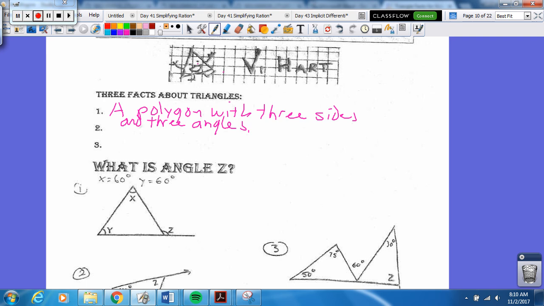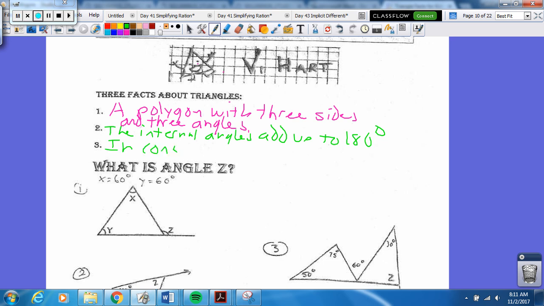What do we know about the internal angles? Oh yeah, the internal angles add up to how many degrees? Oh yeah, 180 degrees. Got it. What else do you know about triangles?